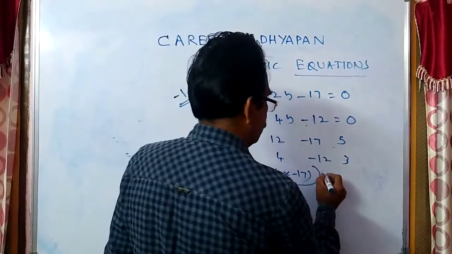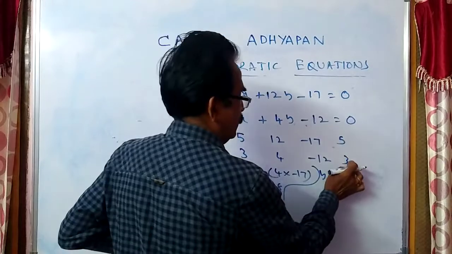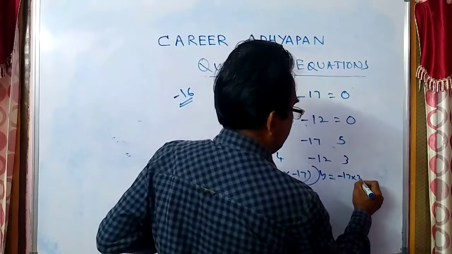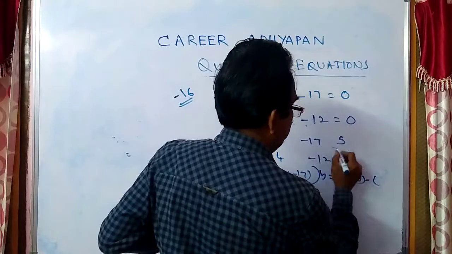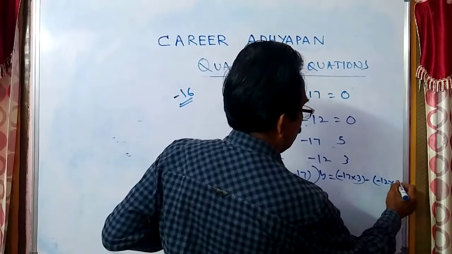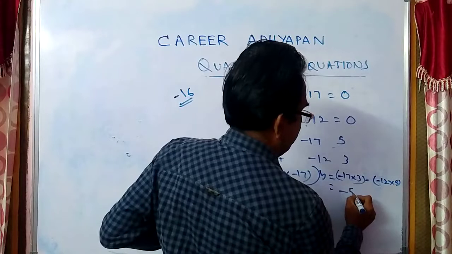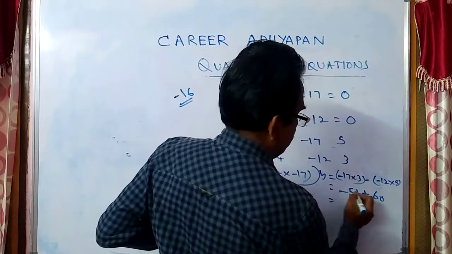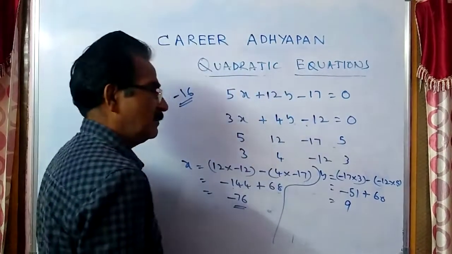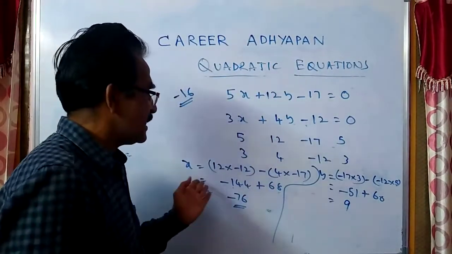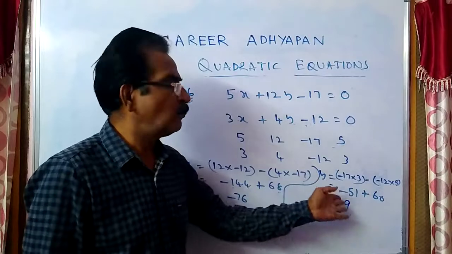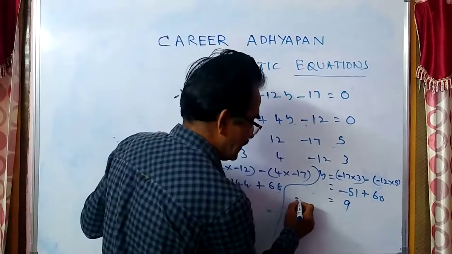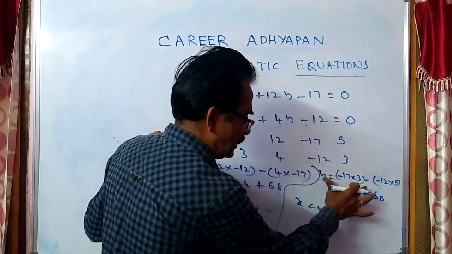Let us see y. This into this, minus 17 into 3, minus 12 into 5. Minus 51, minus into minus plus 60. So 60 minus 51, 9. Y is 9. X is minus value, y is plus value. So definitely x less than y according to these values.